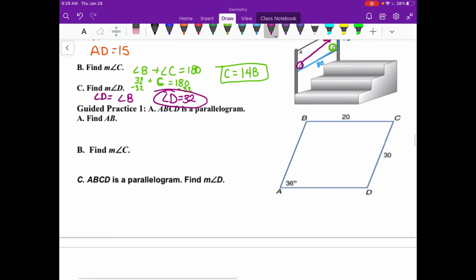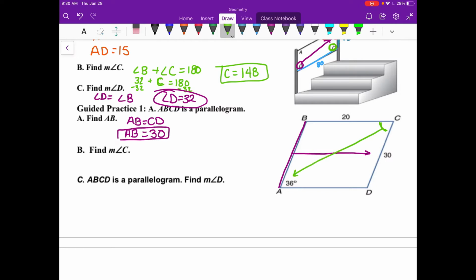Okay, on this one, we're just told that ABCD is a parallelogram. We need to find first AB. AB is this side right here, which is opposite side CD. So those are the same. AB is equal to CD. And CD is 30, which means AB is also 30. Next, find angle C. Angle C is this angle right here. It is opposite angle A, which means it's the same. So angle C is equal to angle A. And since angle A is 36, then angle C is also 36.